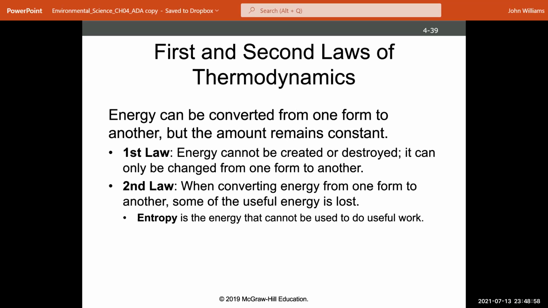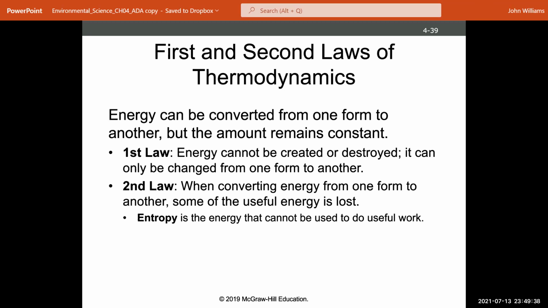We also have some laws of thermodynamics, which is related to energy. So basically, the overall statement of energy is that energy can be converted from one form to another, but it cannot be created or destroyed. So the amount of energy in the system remains constant. It's just being converted to different forms. And so that first law of energy states that energy can't be created or destroyed, only can be changed from one form to the other.